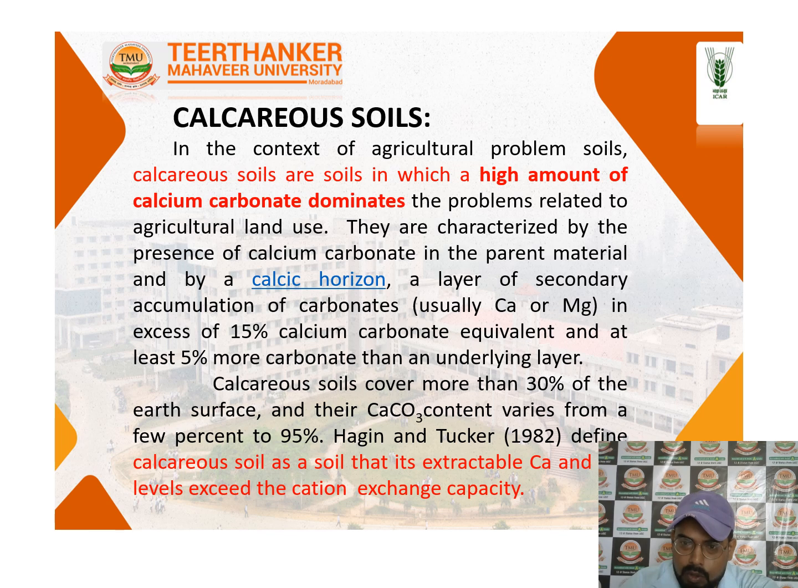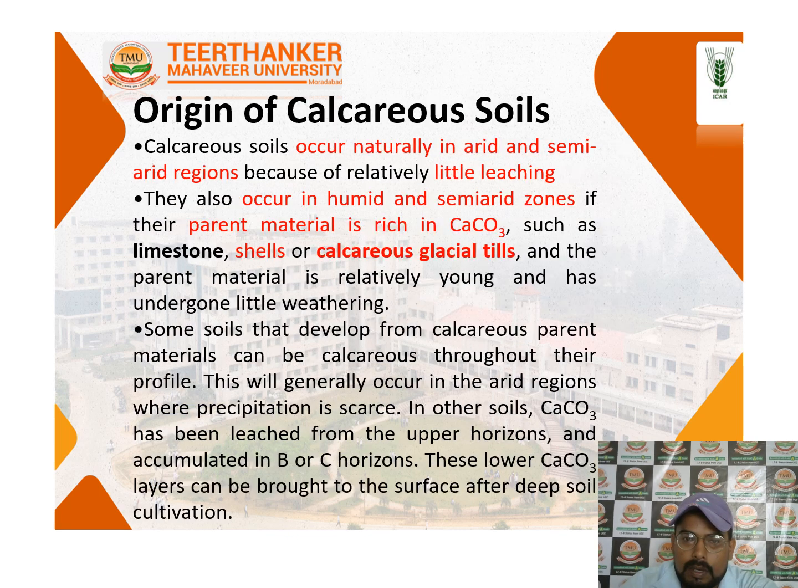Calcareous soil covers more than 30% of the earth's surface. That means major availability of the soils. Two scientists defined it differently. Tucker defined, in 1982, the calcareous soil as the soil that has stable calcium and the level exceeds the cation exchange capacity. That means more cation availability in this specific type of soil.